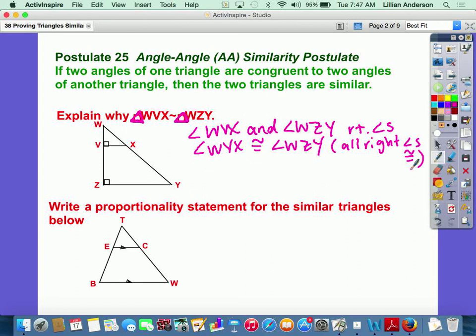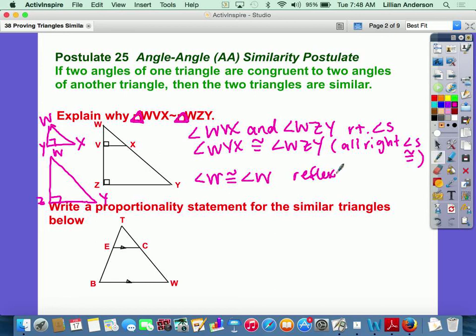I also have another angle that's congruent, which is angle W. Angle W in the small triangle is congruent to the same angle W in the big triangle. Do you see how I just split those two up right there? Okay, and because they have the same angle, angle W by reflexive property, should look familiar, then that's why my two triangles are similar by angle-angle similarity. Okay, make sure you just put the similarity symbol to distinguish between regular congruency and similarity.